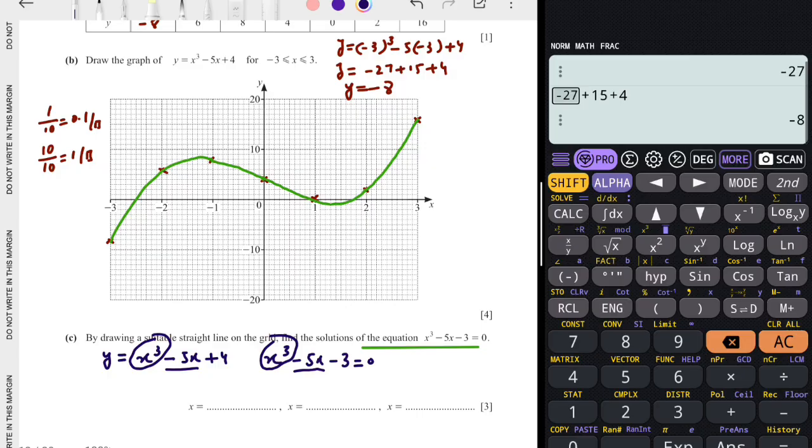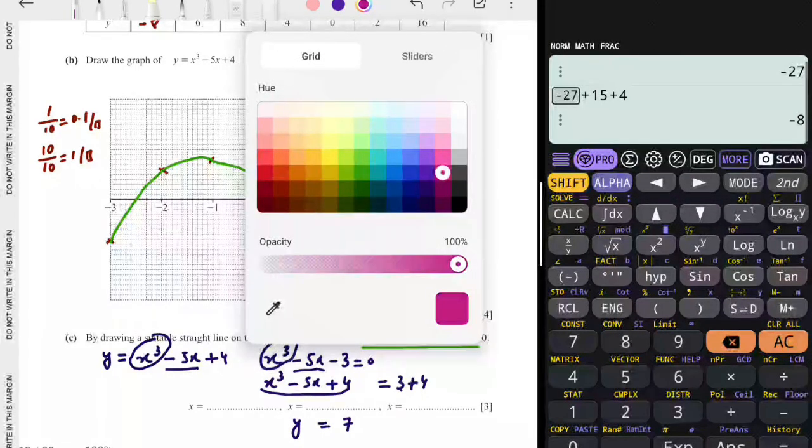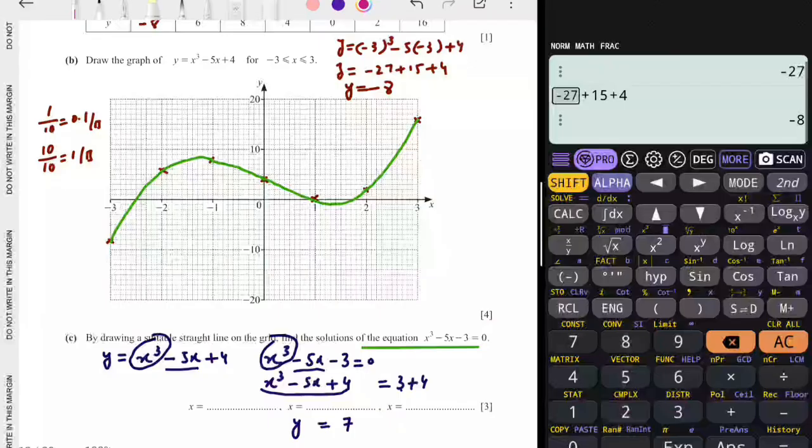So for that purpose we are going to shift this negative 3 to the other side. It will be positive 3, and we will add 4 on the left hand side and right hand side as well. Now this becomes y is equal to 7. Now we are going to draw a suitable line, and that would be 5, 6 and 7 over here. This is your line.